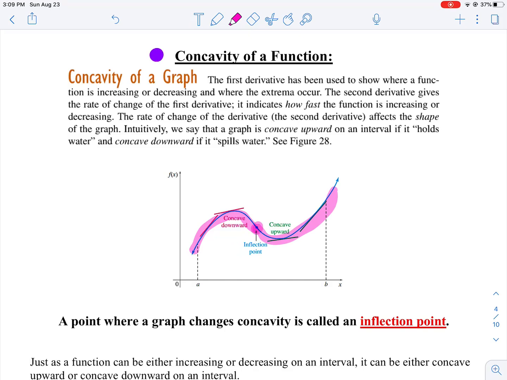Do you see the point in the middle where it changes concavity from concave down to concave up? That point in the middle is called the point of inflection. So anytime a function changes concavity, we have what's called a point of inflection. Okay?